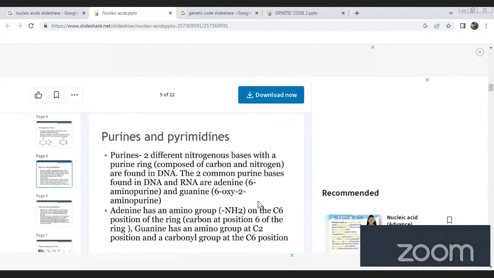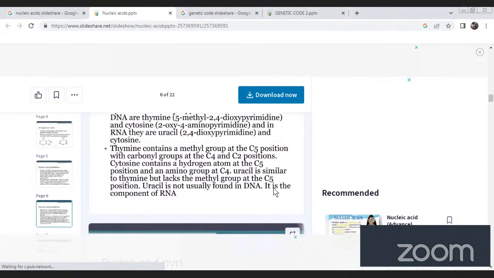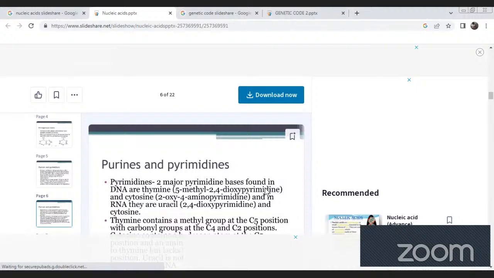Adenine has an amino group at the sixth position of the ring. Guanine has a carbonyl group at the sixth position and an amino group at the C2 position. A and G are the purines.